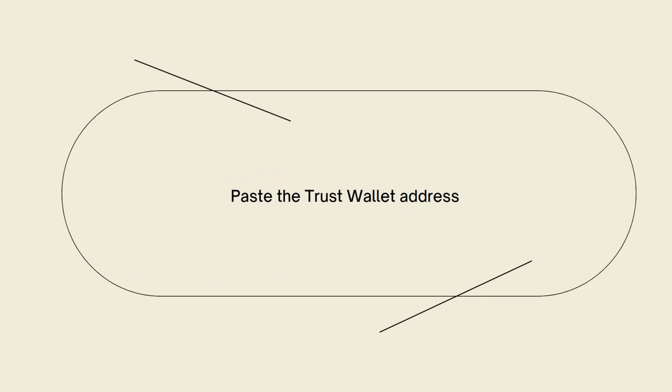Now paste the Trust Wallet address. Return to the crypto.com withdrawal page, and paste the Trust Wallet BNB address you've copied earlier into the recipient address or destination address field. Now double check the address to ensure accuracy.